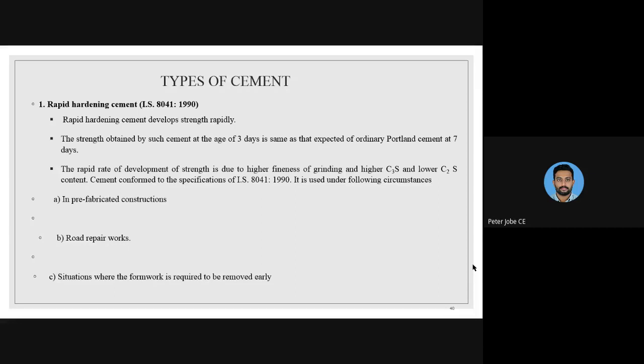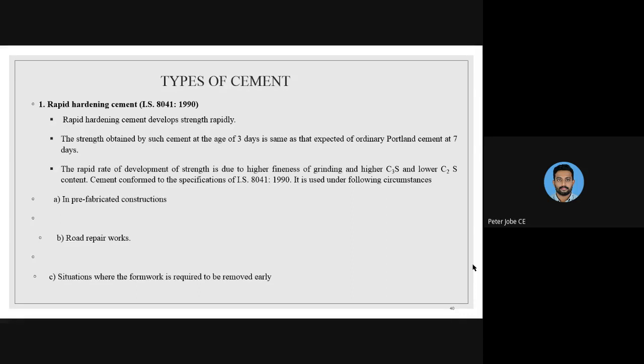So those things are known as prefabricated constructions, where the casting, and I hope you understand what's meant by the casting of concrete. This casting work will happen in some other yards, and then it will be brought to the construction site and placed there. So that's known as prefabricated construction. We can use rapid hardening cement there.